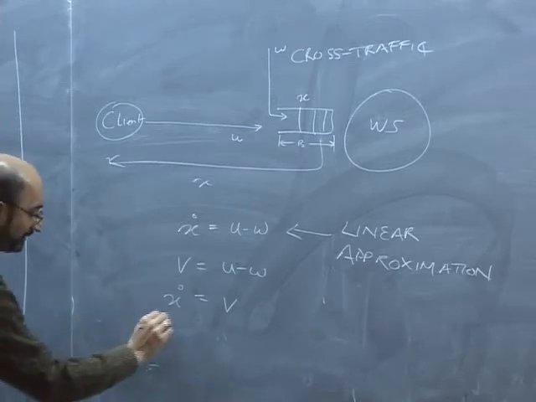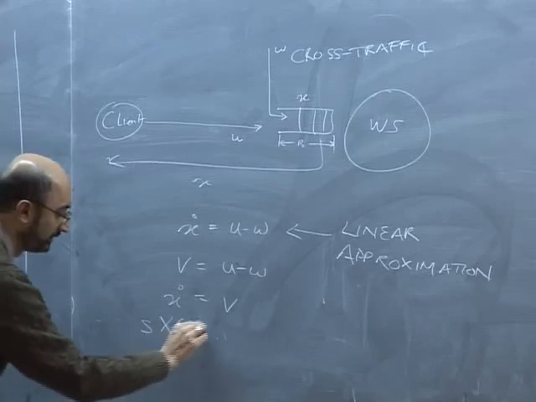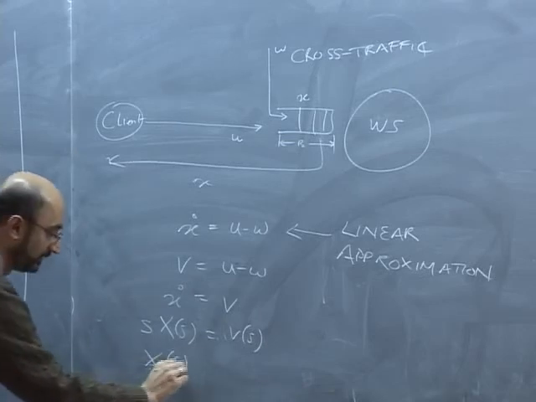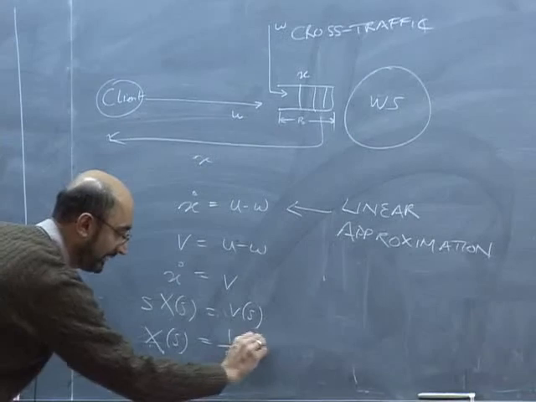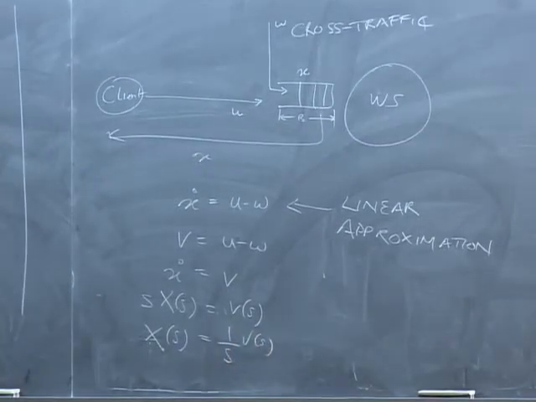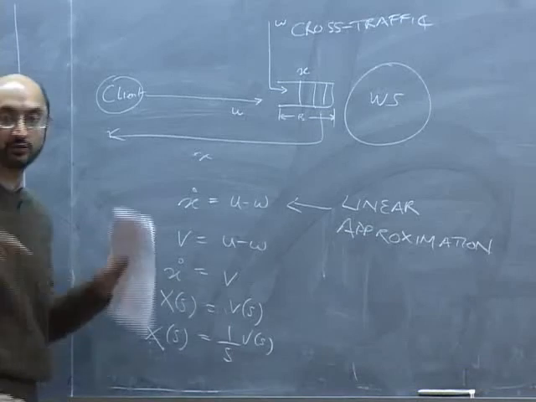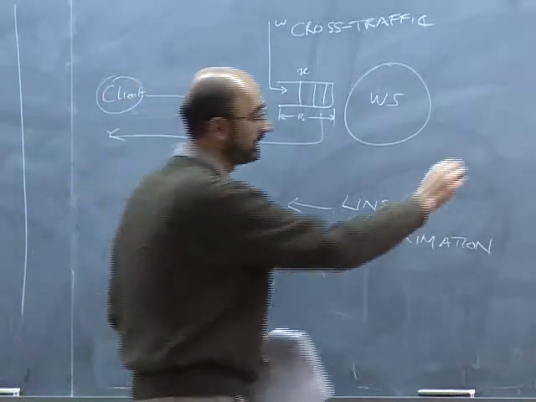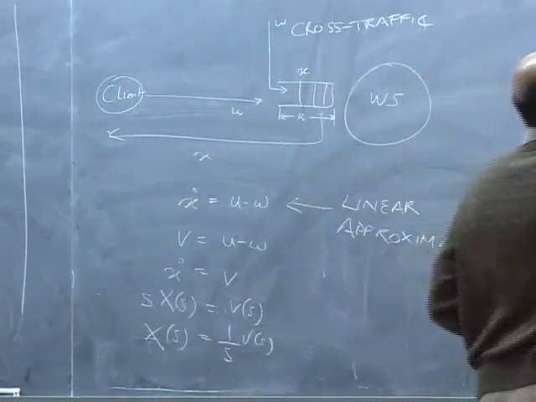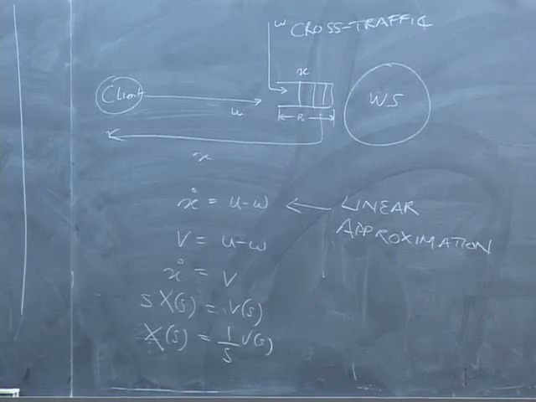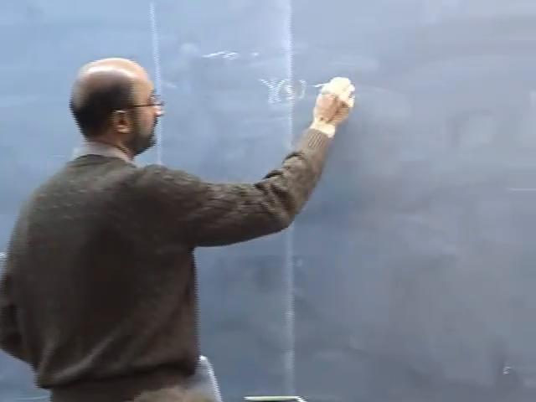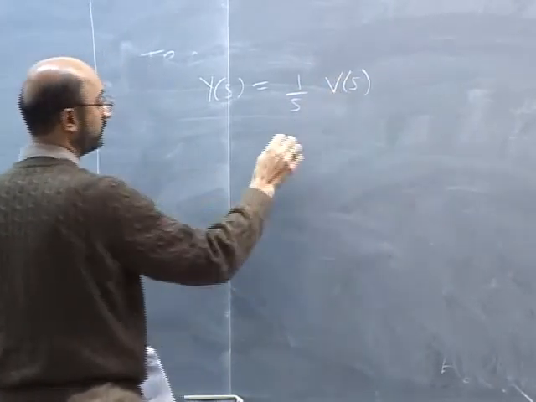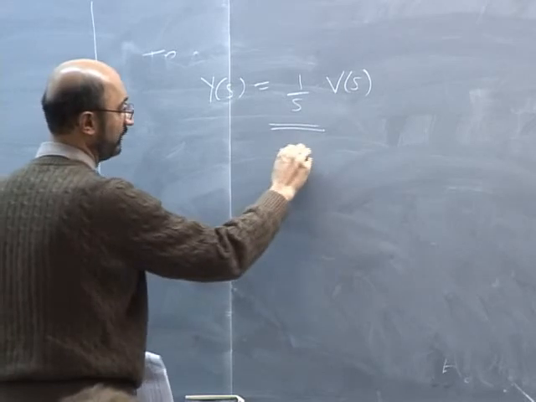We take the Laplace transform, so we have s Xs equals Vs, and so Xs is equal to 1 over s Vs. Now in our system, yt is equal to x. So the output, the quote-unquote output of the web server that we care about, is the same as the buffer occupancy level. So we get that Ys equals 1 over s Vs, and so this becomes the transfer function 1 over s.